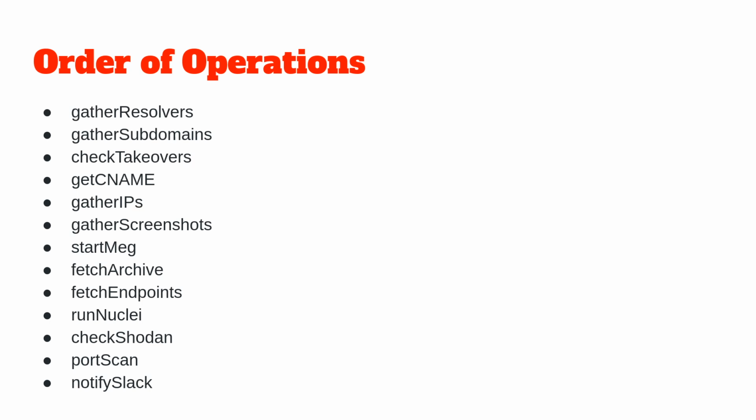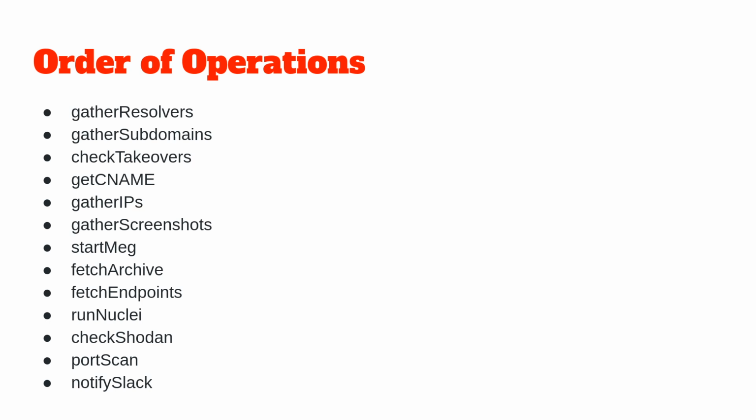So basically, the big script calls these functions in this order. So gather resolvers, so DNS resolvers. Gather subdomains, meaning find all the subdomains associated with this domain. Check takeovers, which is looking at the subdomains to see if any are vulnerable to a takeover or if they have been taken over. Get CNAME records for the domain, so other aliases basically. Gather IPs associated with the domain.